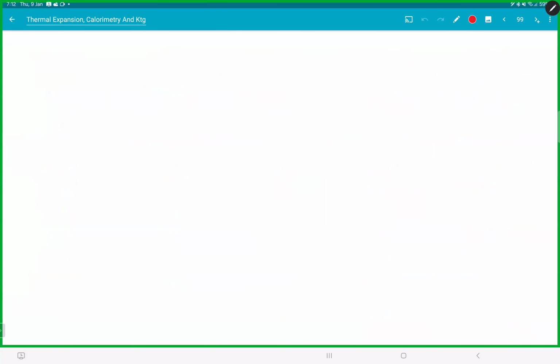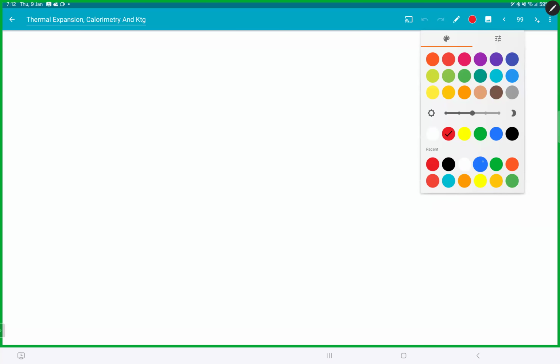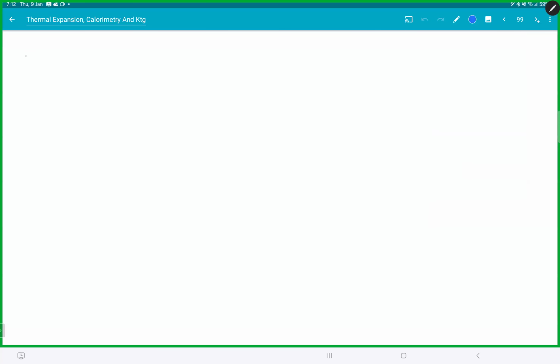Yeah, come on everyone. So suppose there is a mixture of gases, how do you find the average degrees of freedom? So F average is given by N1 F1 plus N2 F2 by N1 plus N2.